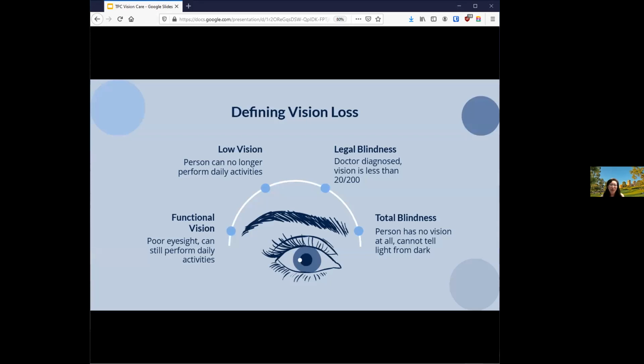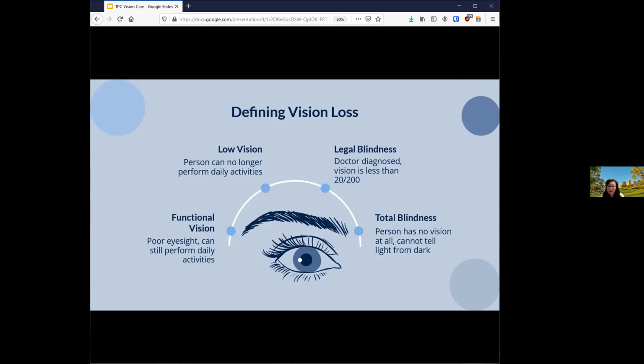Okay, so there are 4 different terms that describe vision loss. We'll start off with someone who has functional vision loss, and this means that they have poor eyesight, but they can still perform their normal daily activities. And then the second kind is someone who is experiencing low vision. And this is someone who can no longer perform their normal activities as a result of their vision impairment.